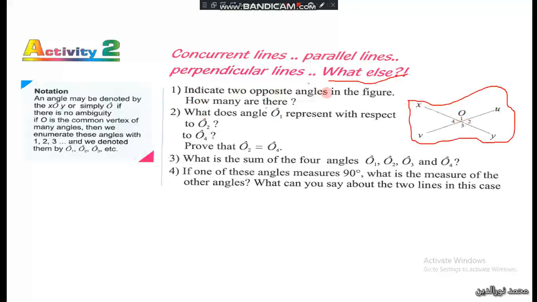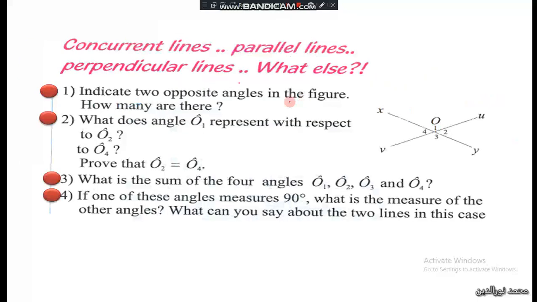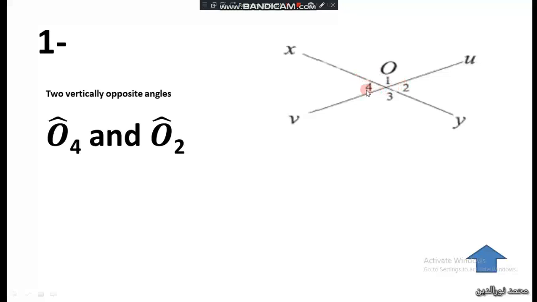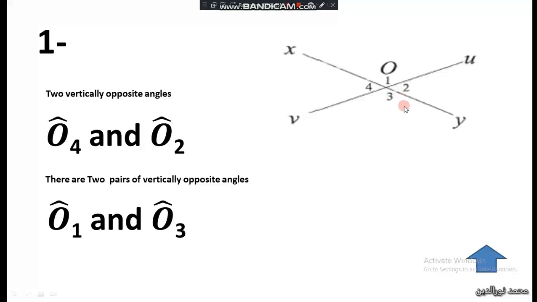Indicate two opposite angles in the figure and how many are there. So first of all, let's do the first part. We have to indicate the opposite angles. What are the opposite angles in this figure? We have the vertically opposite angles O4 and the opposite of it, which is O2, and also O1 is vertically opposite to O3.